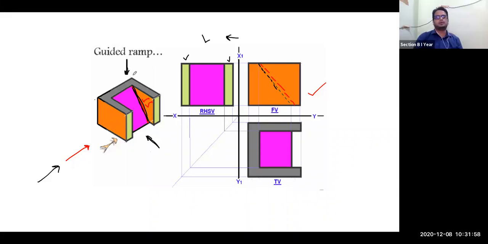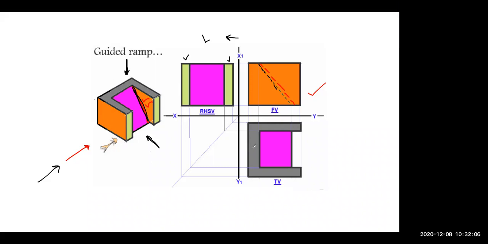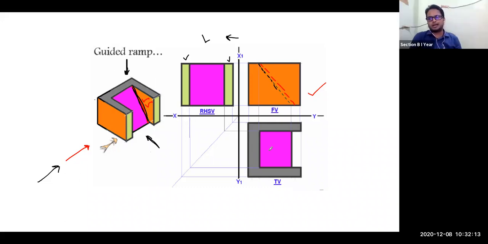This is your top view. When you see this object from the top, which colors will you be able to see? Gray, pink, purple, pink and gray. So I hope now you are getting confidence that you will be able to draw the view if I give you any component.